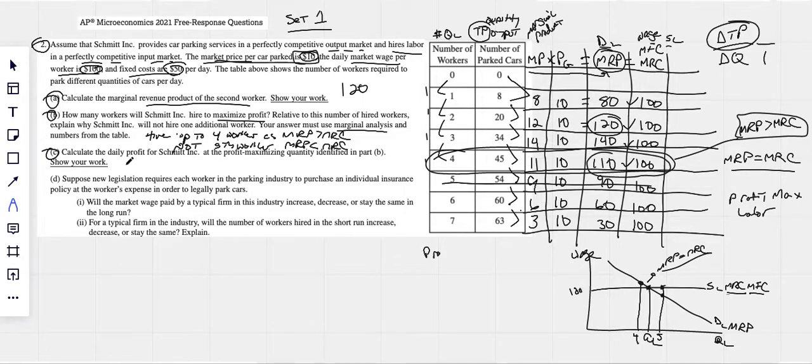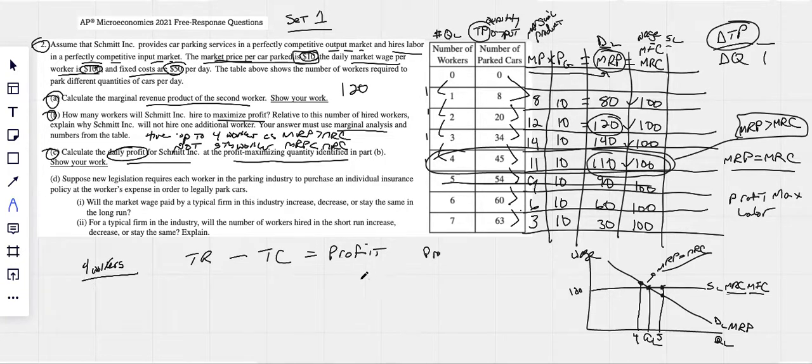Calculate the daily profit for Schmidt at the profit maximizing quantity identified. We identified it as 4 workers. So 4 workers. Understand that to look for daily profit, to find profit, it's total revenue minus total costs equals profit.